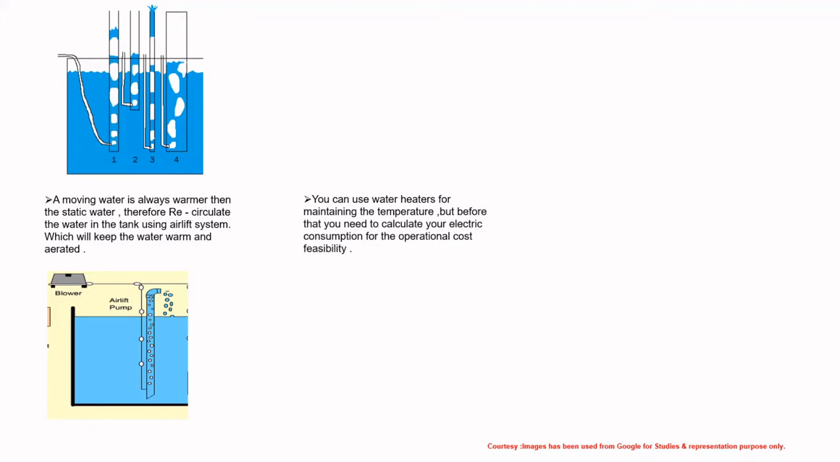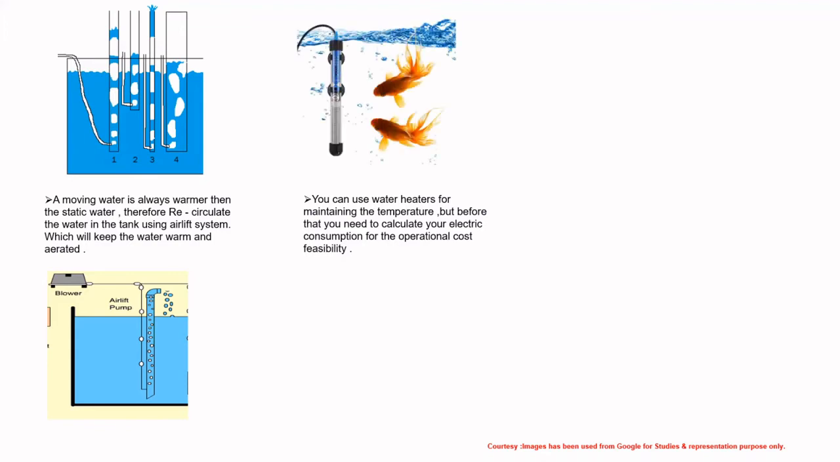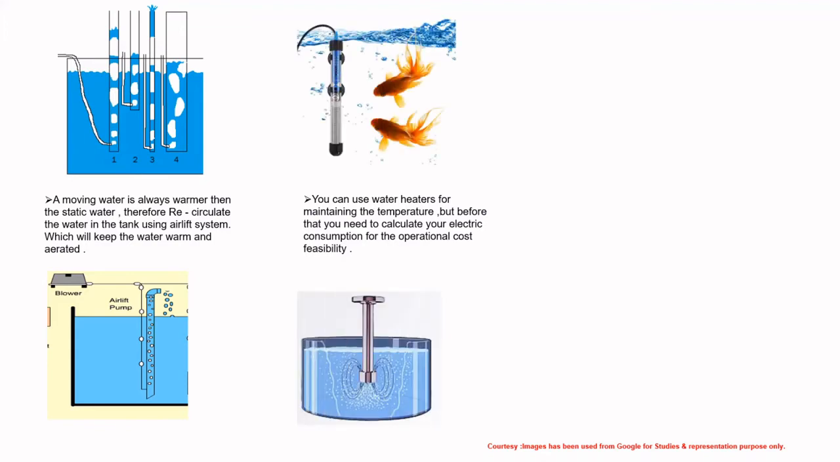You can use a water heater for maintaining the temperature in the tank, but before that you need to calculate your electric consumption for operational cost feasibility. You can also use a halogen light, but before that you need to calculate your electric consumption for operational cost feasibility.